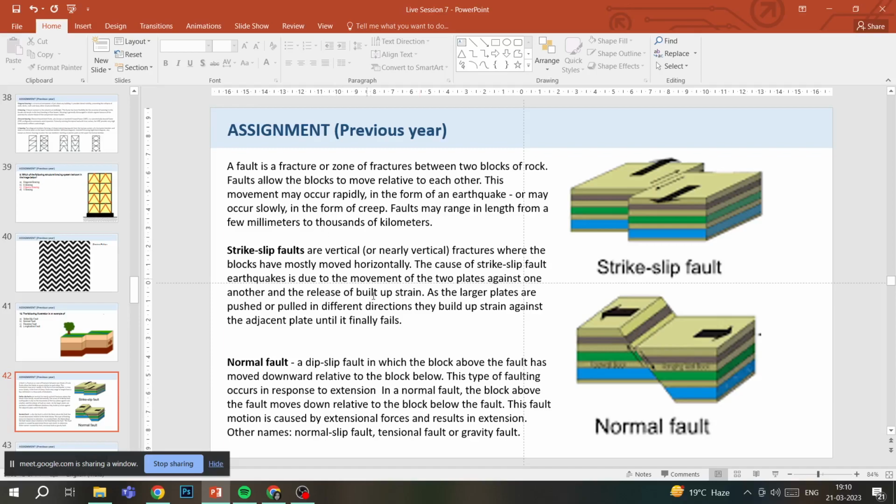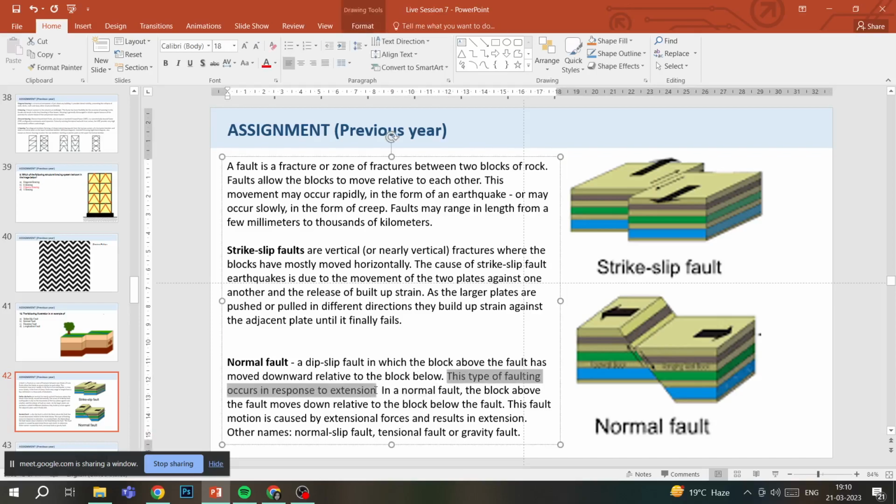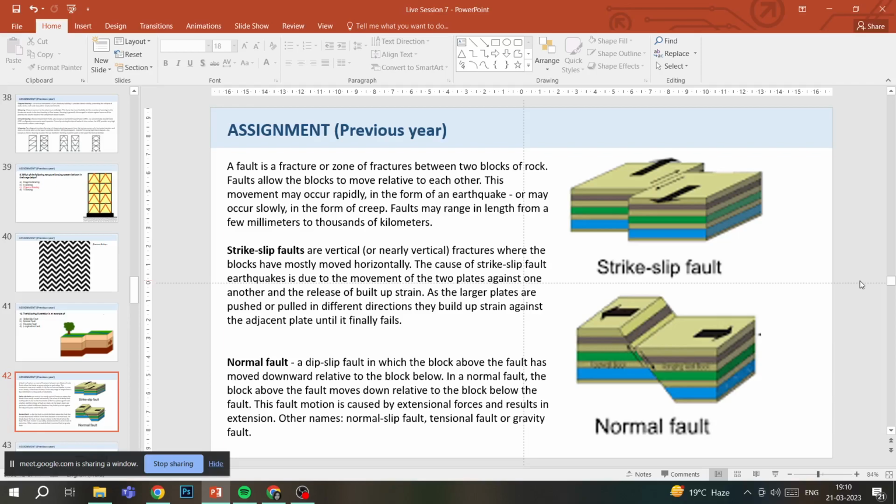Yeah, the whole same thing is getting repeated, I'm sorry. This fault motion is caused by extensional forces and results in extension. Other names of this fault are normal slip fault, tensional fault, or gravity fault. So what happens in normal fault is that first of all, it's a diagonal kind of looking fault. It's not a vertical fault like in strike slip faults.